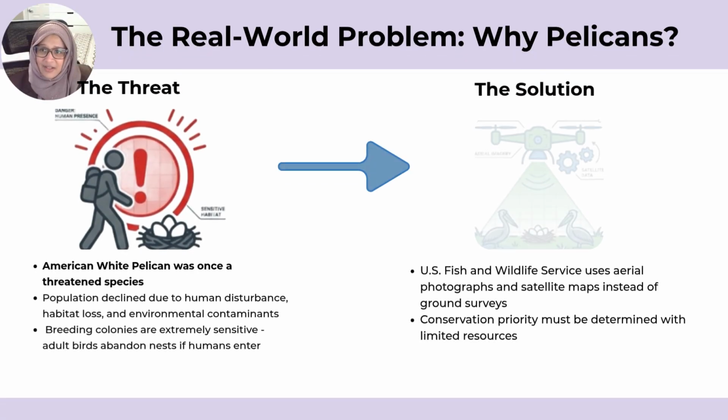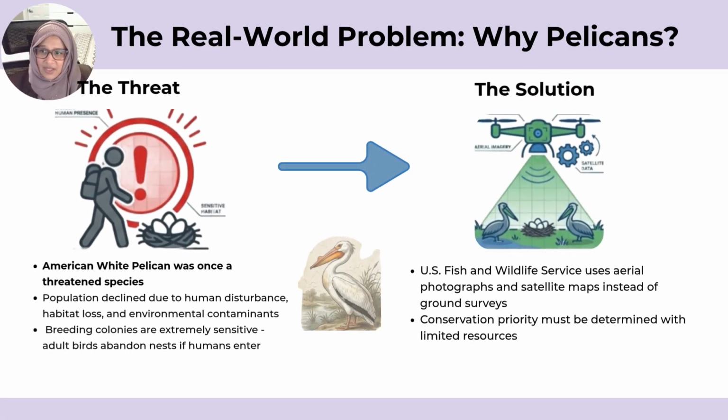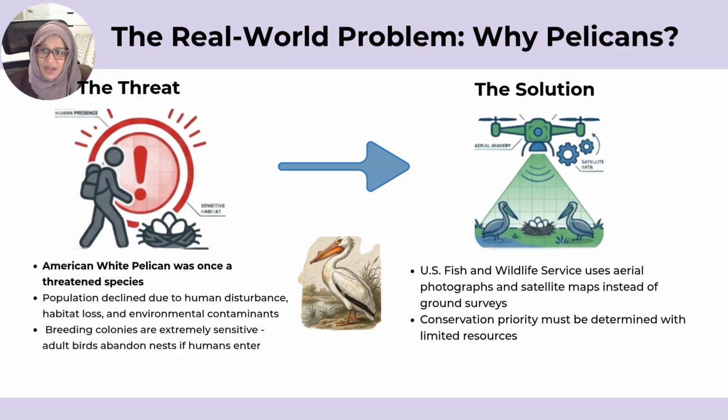So let us start at the beginning. What is the real world problem this task is built around? The American white pelican was once a threatened species. Population numbers dropped because of human disturbance at nesting sites, habitat loss from changing water levels, and environmental contaminants that caused eggshell thinning. Since the 1960s, populations have been slowly recovering, but only because breeding colonies are now actively protected.